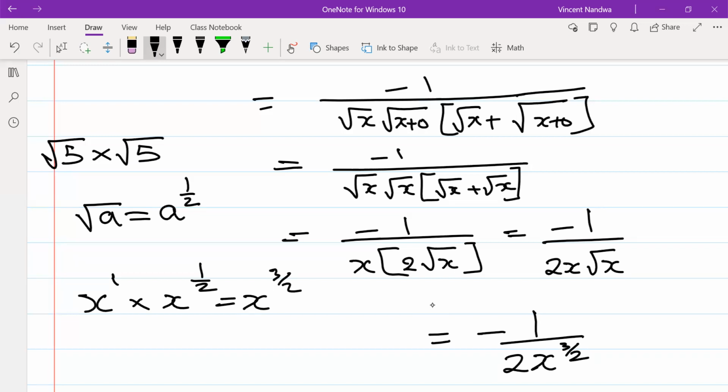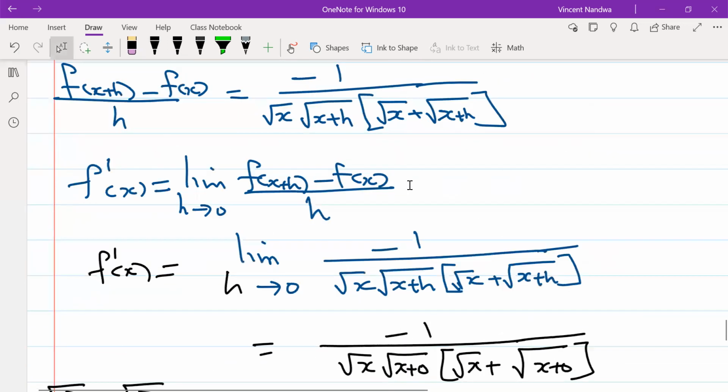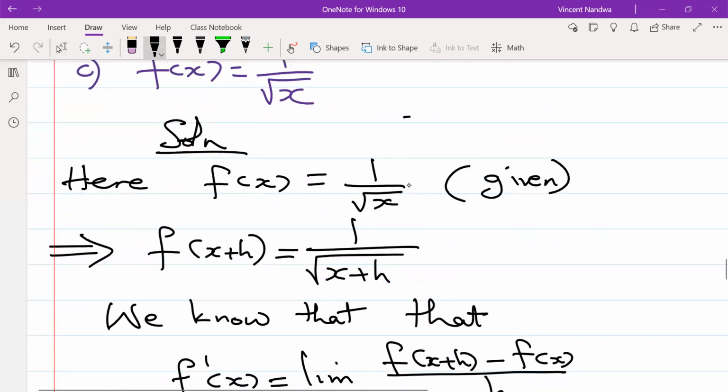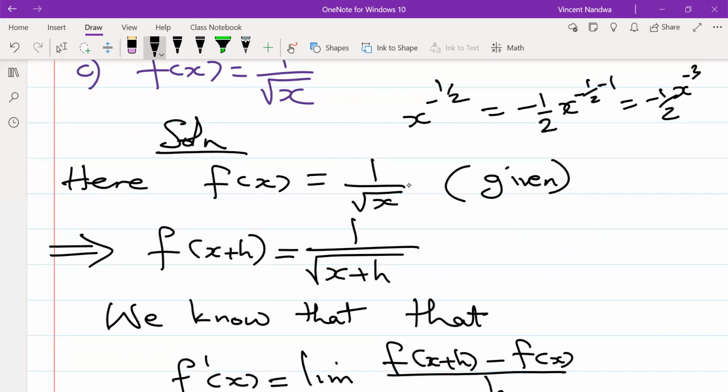Do you have some idea on what you are doing in high school on differentiation by power, where you drop the power and then subtract 1? So remember, this is the same as x raised power -1/2. So if I drop the power, I get -1/2, and then subtract 1 from the power. So don't worry, we'll see it. We'll remind you. Okay?